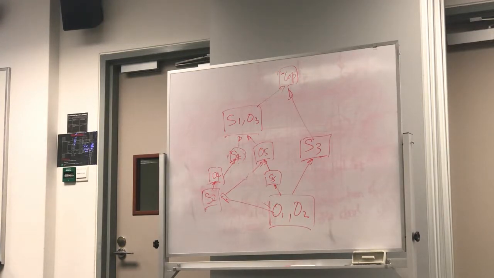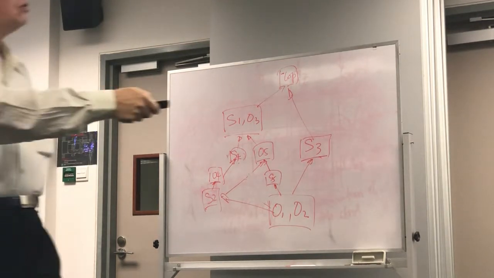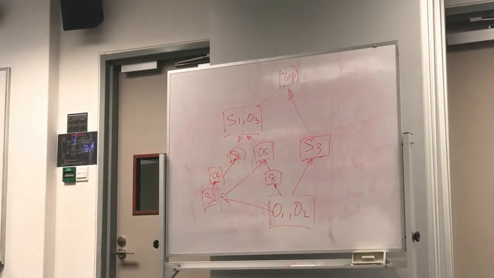And then after that, it says that S1 can read and write object 3. So S1 and S3 must be at the same level. So we put them together. And then after that, we have S3 can read O1, O2, so S3 dominates O1, O2. O3, so this is how it comes up.